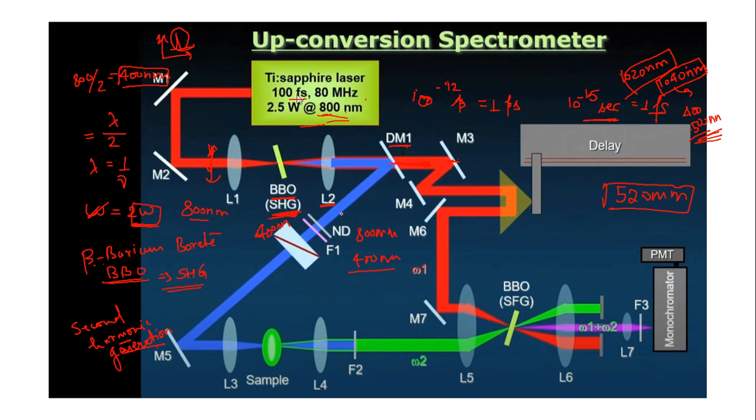Then this reflected light passes through this array of filters also. This ND denotes the neutral density filter. Now what does this neutral density filter do? The intensity of the light that was from a pulse, and that too from a laser, had a very high intensity.